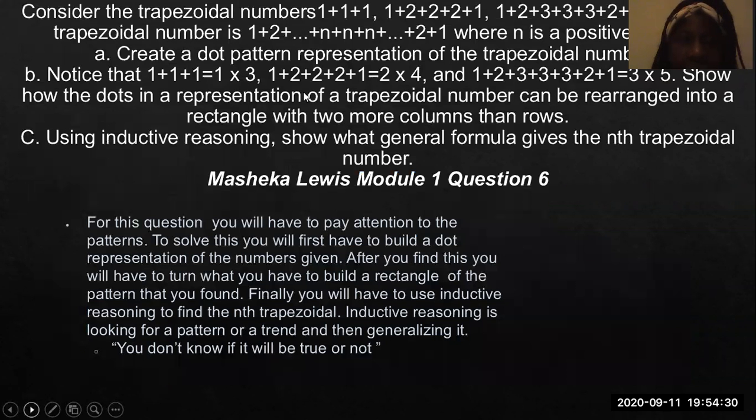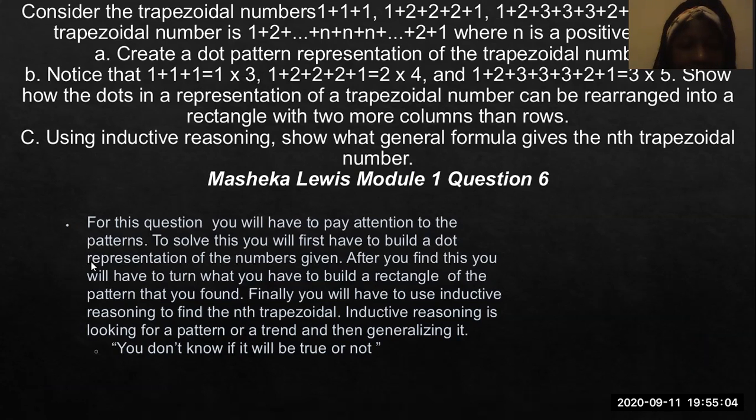Okay, is that considered the trapezoidal numbers? It gives us the numbers. A: create a dot pattern representing the trapezoidal number. B: note that the numbers are 1 times 3, 2 times 4, 3 times 5. Show how you can represent the trapezoidal number as a rectangle. And C: using inductive reasoning, show what general formula gives the nth trapezoidal number.